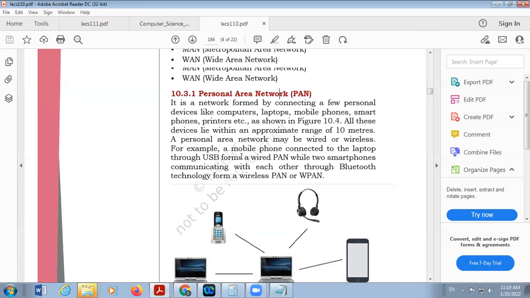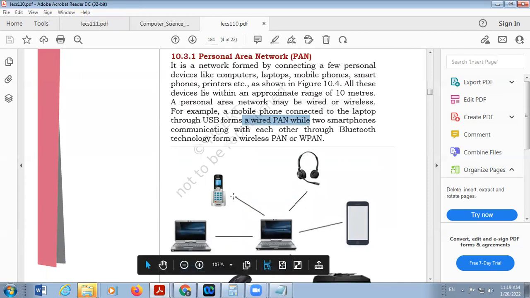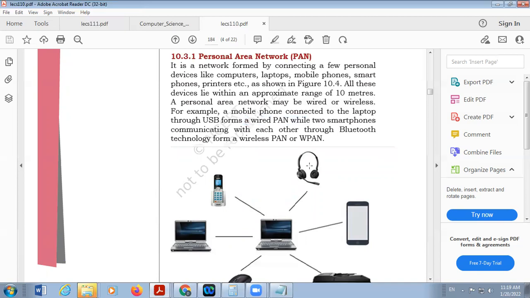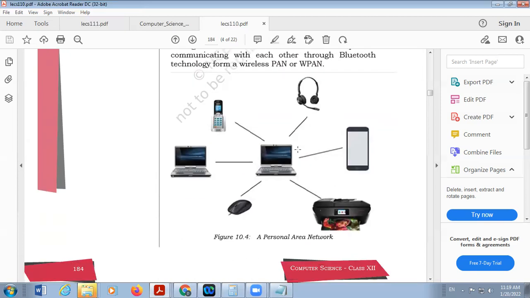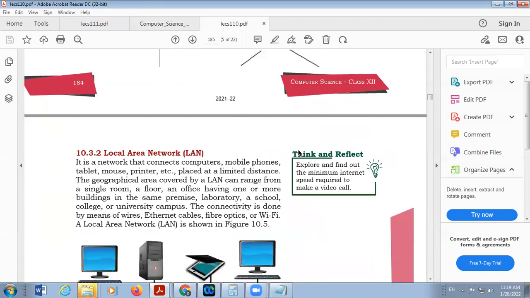Clear? For a personal area network we basically use USB as a wired PAN. If we want to connect one device with another, we use a USB port. We can also use Bluetooth, and another example is a WPAN, Wi-Fi personal area network. But this is not a professional way.